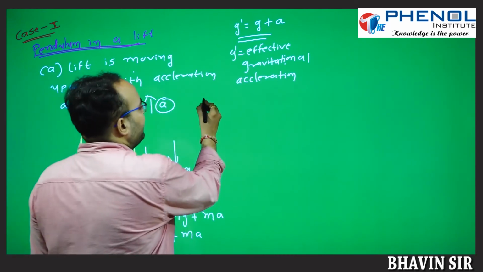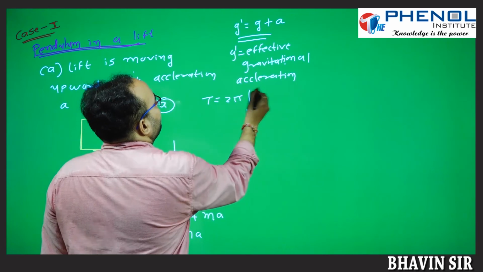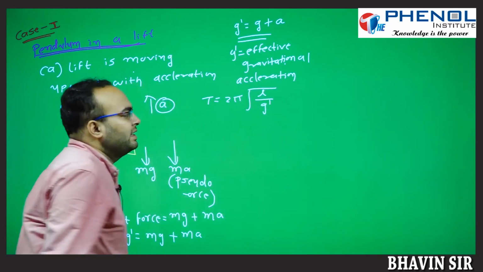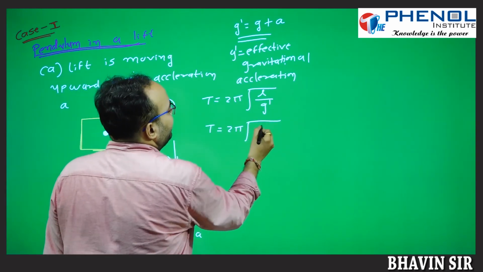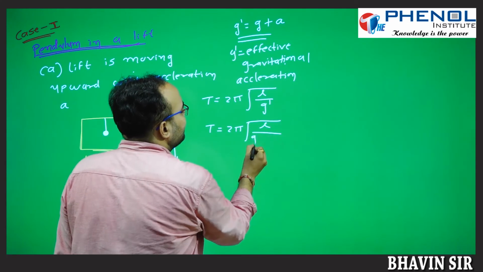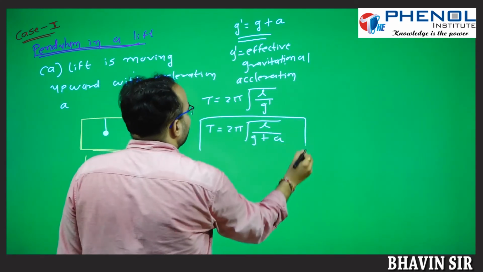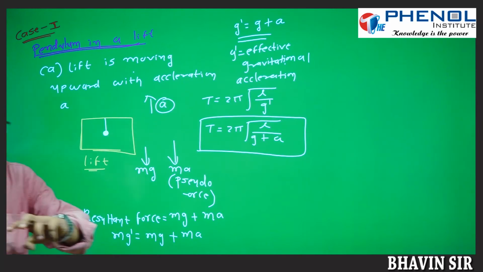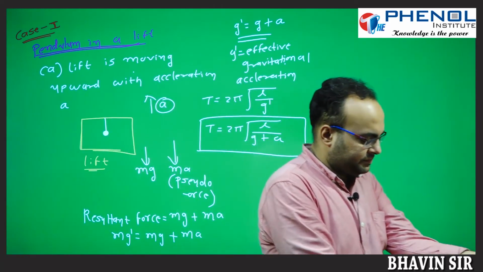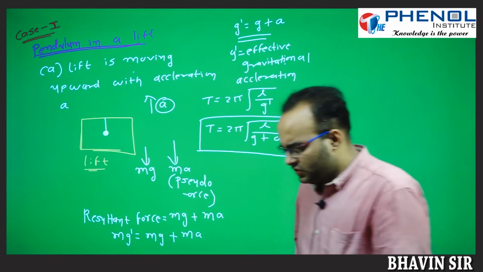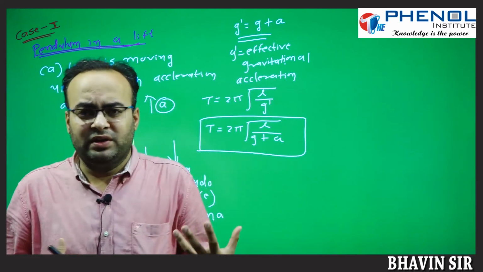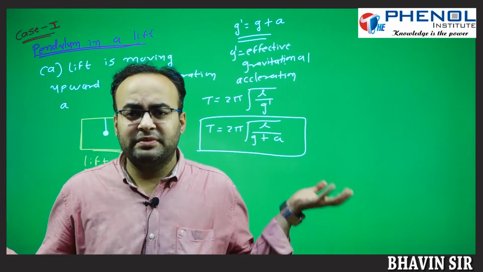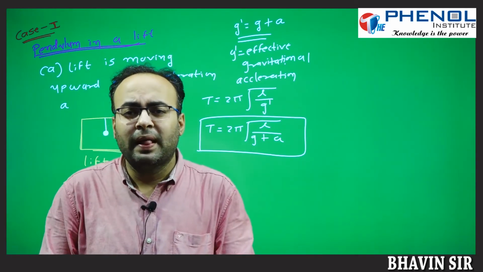Chalo, so now what is the formula of time period? 2 pi root L by g dash. So what is g dash? g plus a. Chalo, so see students, now what is the effect on the time period? What is the effect on oscillation that we discussed? Means oscillation becomes faster or slower, that we discussed.